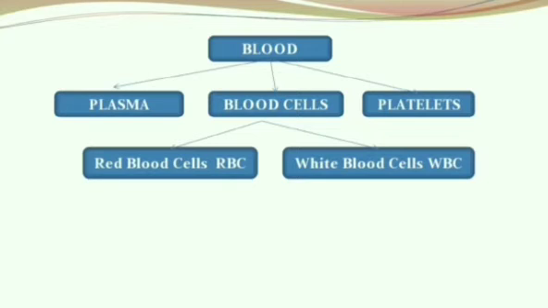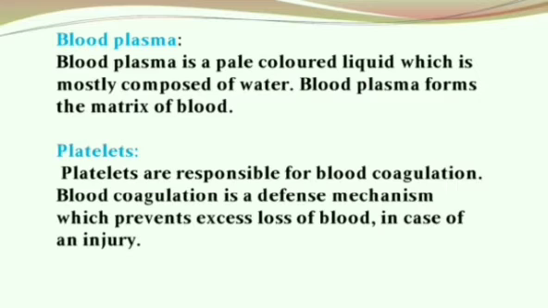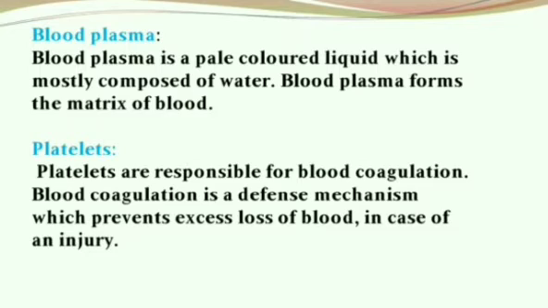As I have already said in my previous slide, blood is composed of plasma, blood cells and the platelets. The blood cells are again divided into red blood cells, RBCs, and the white blood cells, WBCs. Now, what is blood plasma? Blood plasma is a pale colored liquid which is composed of water. Blood plasma forms the matrix of the blood. What are platelets? Platelets are responsible for blood coagulation. Blood coagulation is a defense mechanism which prevents excess loss of blood in case of an injury.